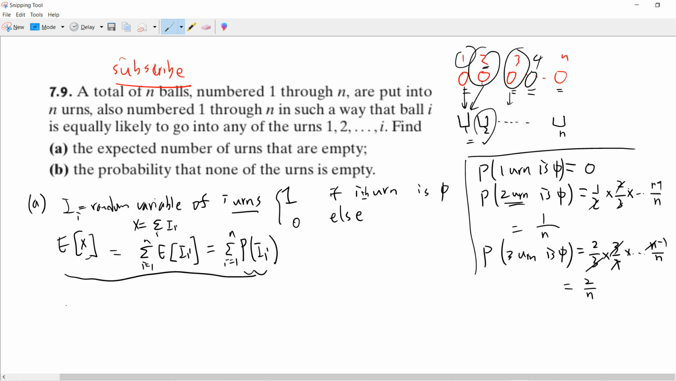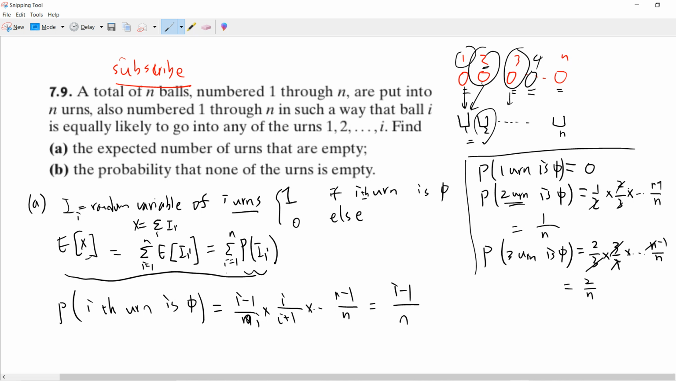So you see what the probability is that the i-th urn is empty. The first term will be i minus 1 divided by i, times i over i plus 1, and so on up to n minus 1 over n. So the same is i minus 1 divided by n. Okay, so it's very easy.